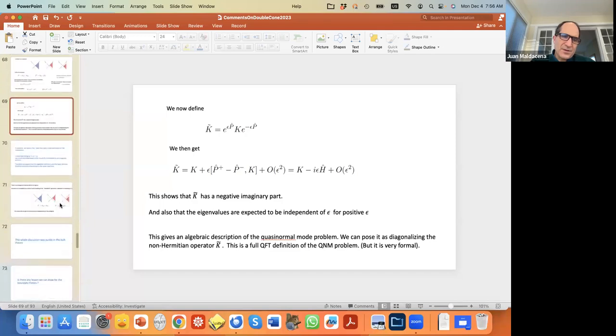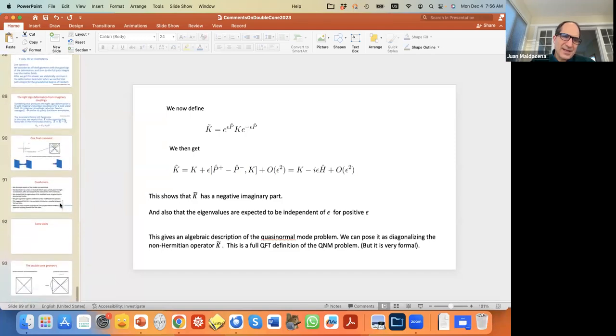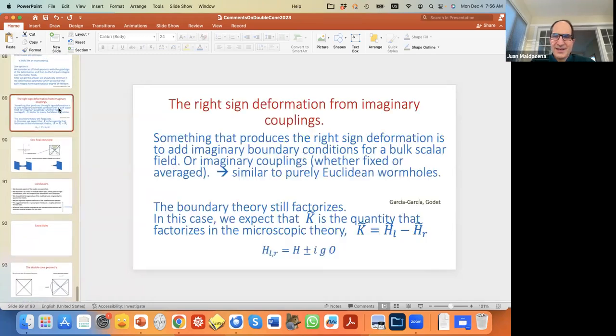So if you want, and also we discussed around here that there is a different context in which this deformed double cone geometry arises, which is a context in which the microscopic theory is really decoupled, but it has imaginary couplings. So the microscopic theory is decoupled in this case? Yes, in this case, the microscopic theory is decoupled.